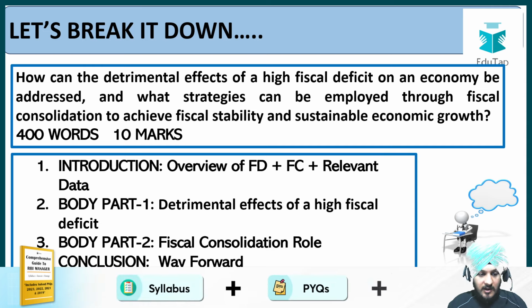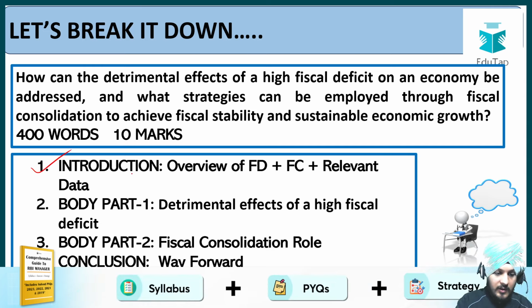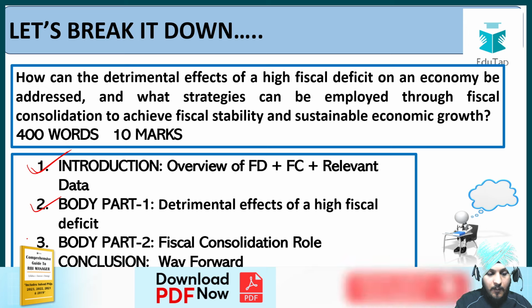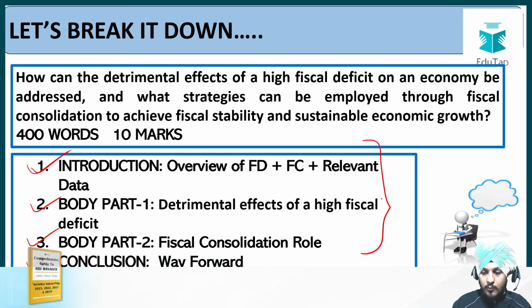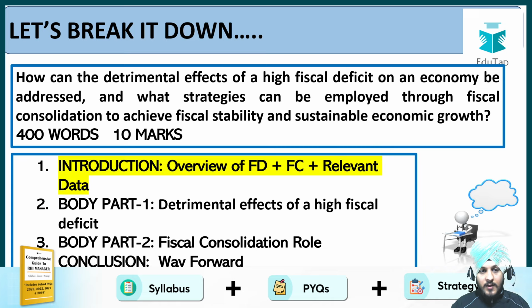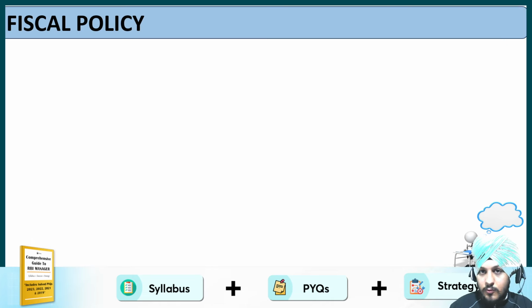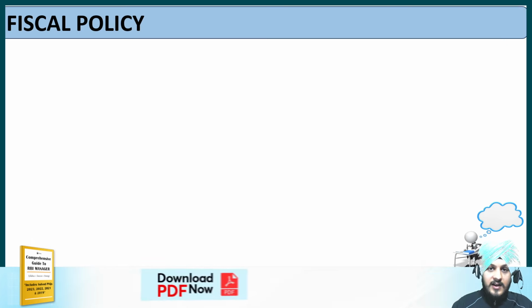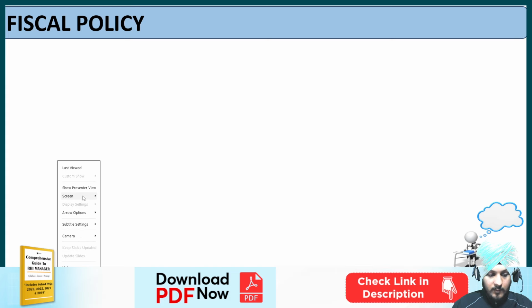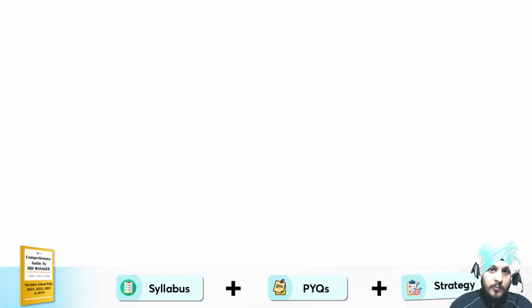So let us break it down. We have already seen that we have to break the answer into the introduction, body part 1, body part 2, and the conclusion, and step by step we are going to see how to write these parts. But before we jump directly to the introduction, first let us understand fiscal policy, and I'm going to start from a very basic level so that even aspirants who do not belong to an economics background can understand it very clearly.